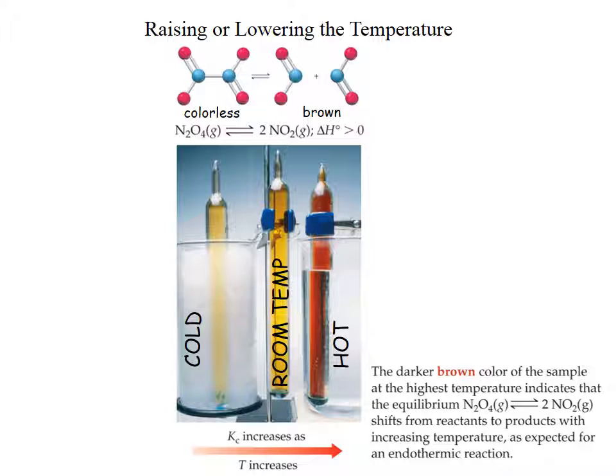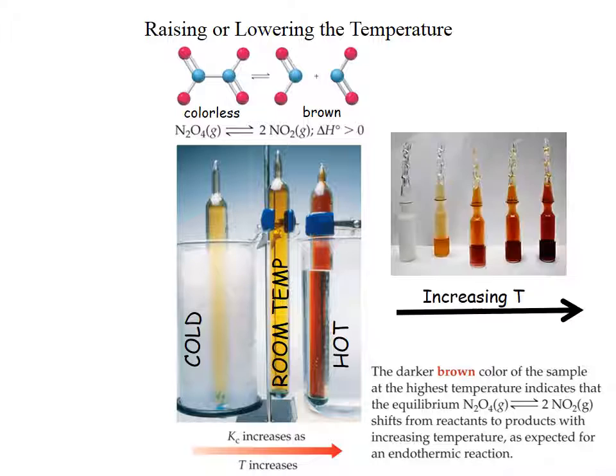So let's label those. Cold is on the left, room temperature is in the middle, and the hot water bath is on the right. We did this lab in class. Actually, this is the one you did in the hood. This is another picture of it that I got from somewhere, Google or Wikipedia, and I just thought it looked cool, so I put it in there too.